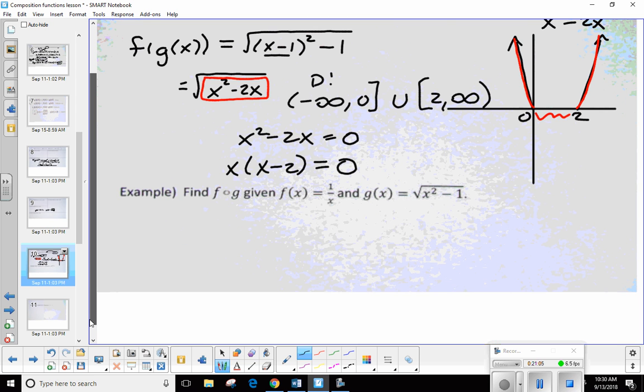Find the composition f composed with g, given f of x equals 1 over x, your rational parent, and g of x is equal to the square root of x squared minus 1. All right. So I want you to find me the composite function, but also tell me what its domain would have to be. And think about what we did on the previous example.